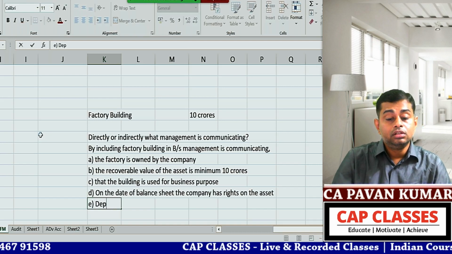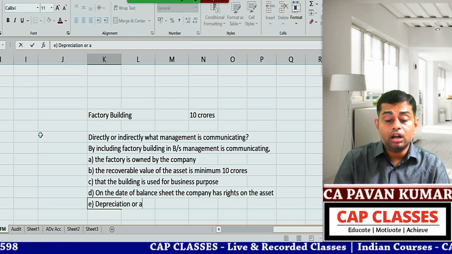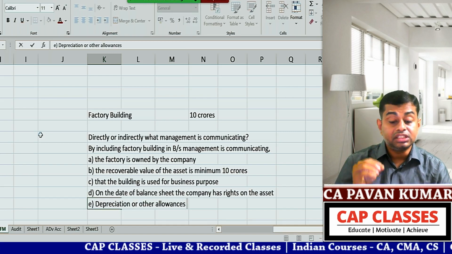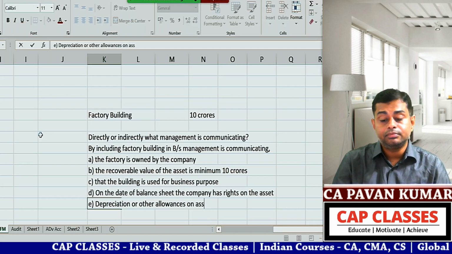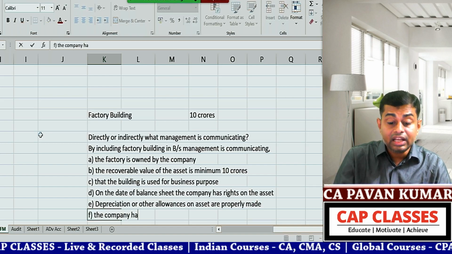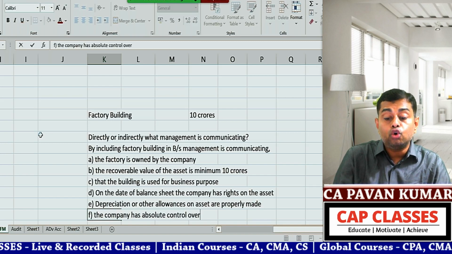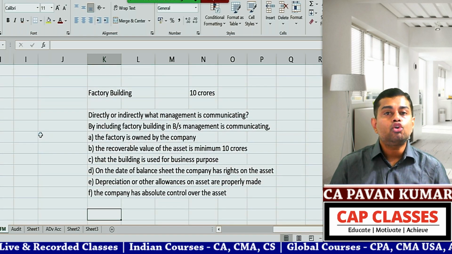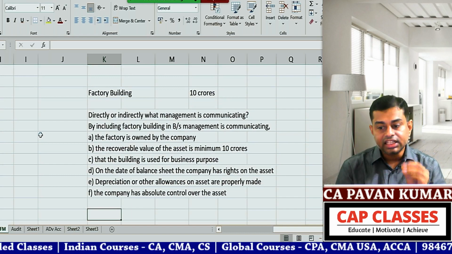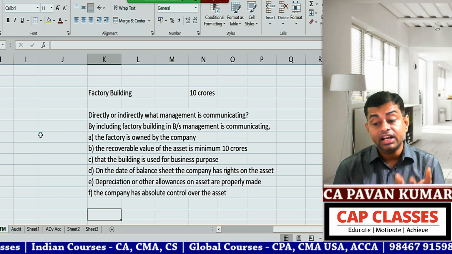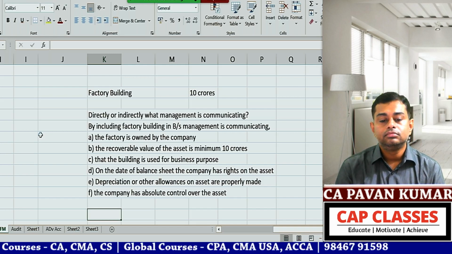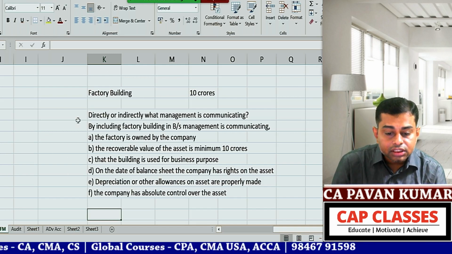Or E, depreciation or other allowances like write-offs or capitalizations on the asset are properly made, and that the company has absolute control over the asset. If you do not have control over the asset, that is not your asset, because an asset is a resource which the entity controls, which the entity has absolute control on. If the control is not there, it is not your asset. That's all. These are called assertions.